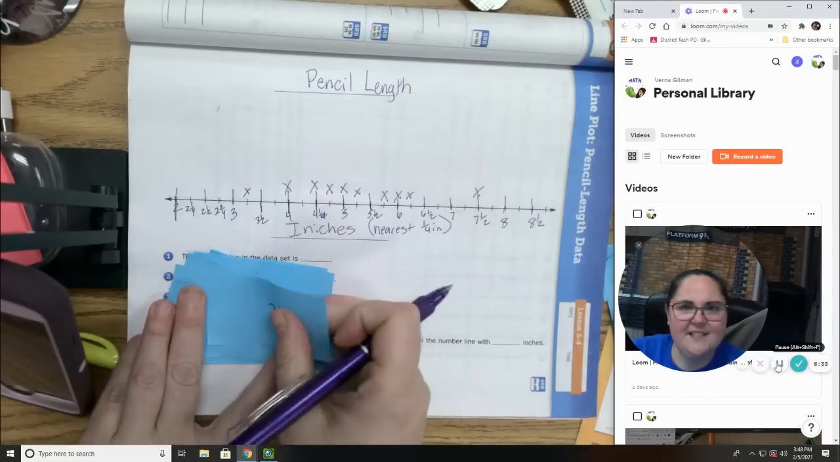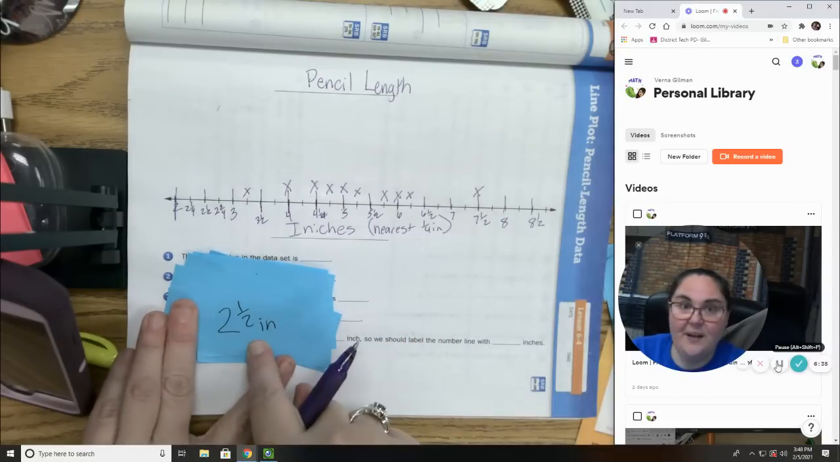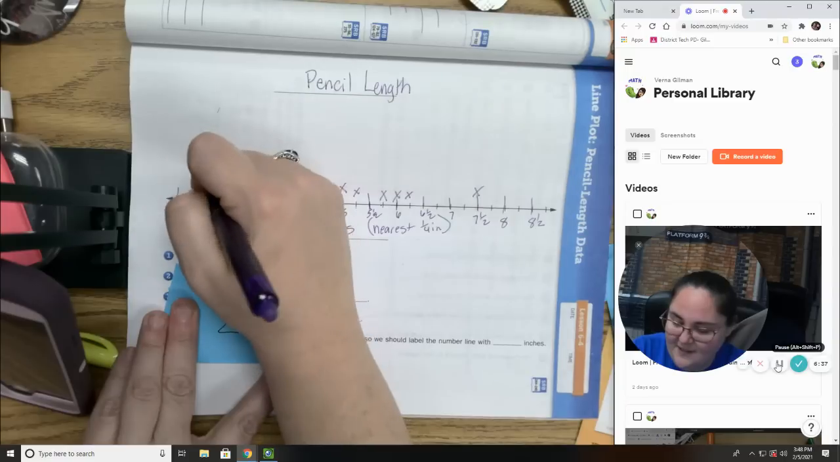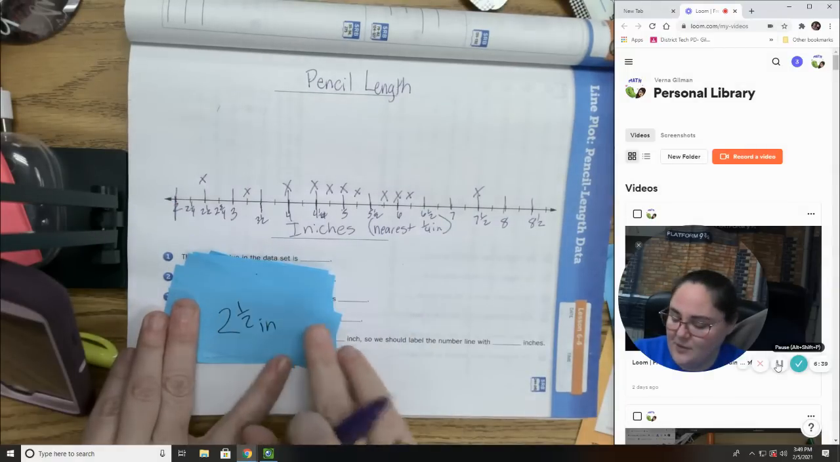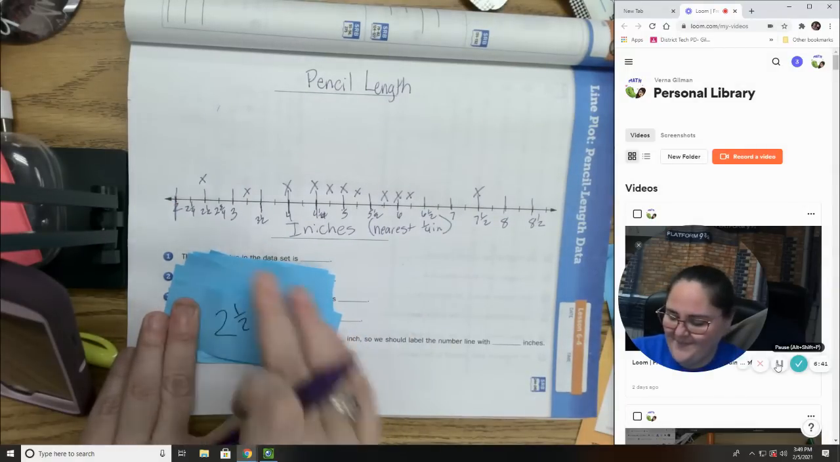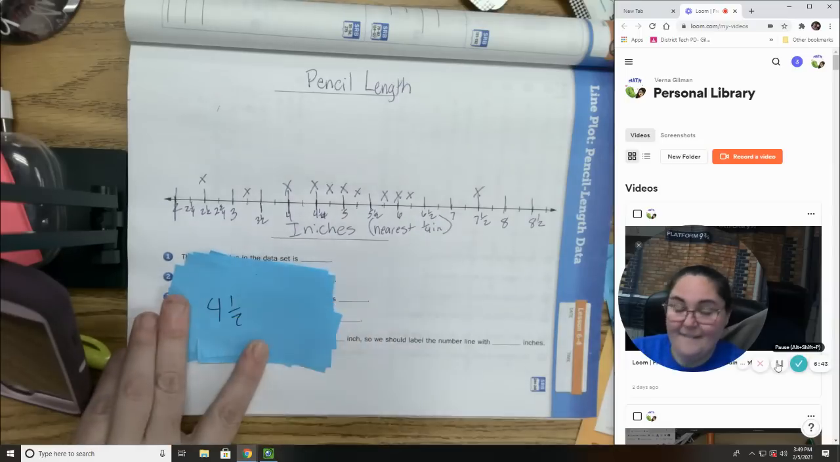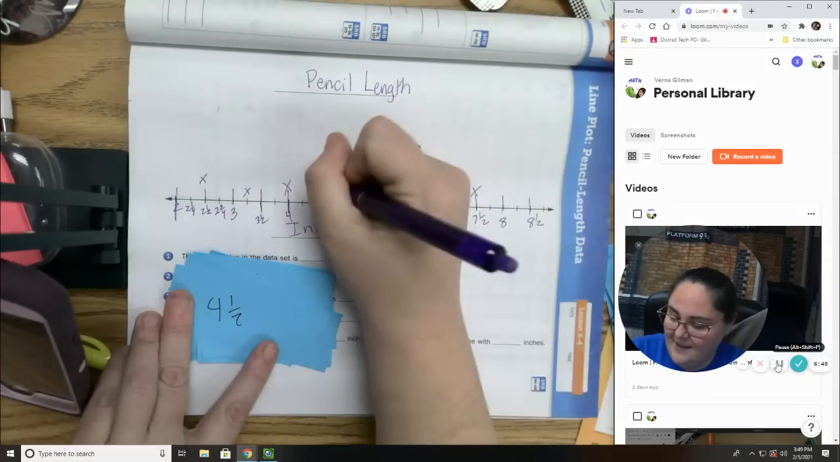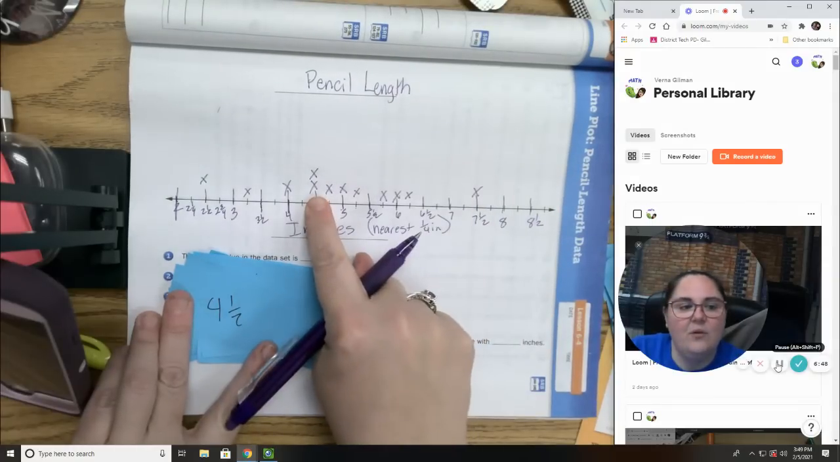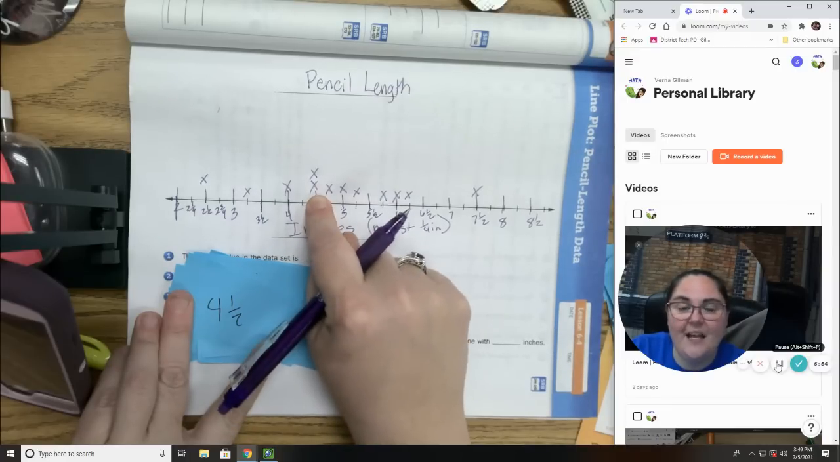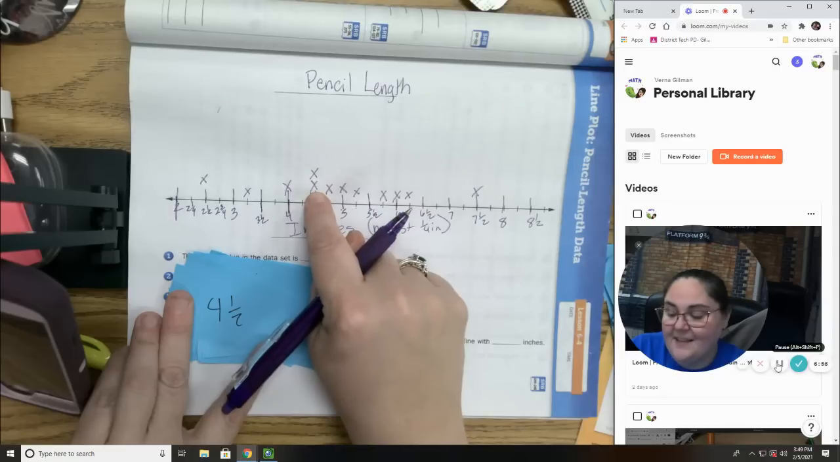A lot of different sizes of pencils. 2 1/2. Oh, that one was little. I did throw it away. I told him to throw it away, and I gave him a new one, by the way. 4 1/2. Okay. Now, notice what I just did. 2 data points on the same number. I now put the X above it.